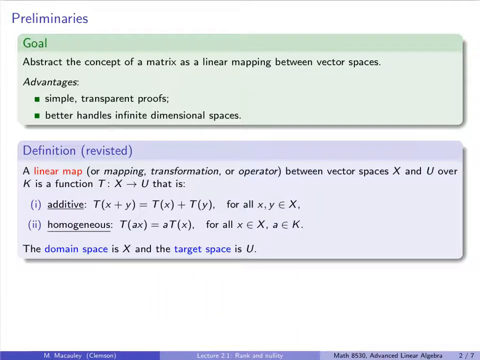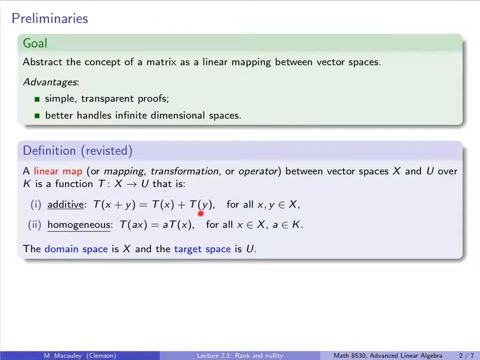Let's remind ourselves the definition of a linear map, which is something we did in the very first lecture. A linear map, sometimes called a mapping or transformation or operator, this last one especially if we are between spaces of functions, is a function between vector spaces, say X and U, both over the same field K.